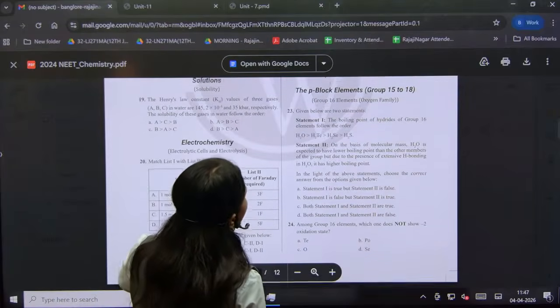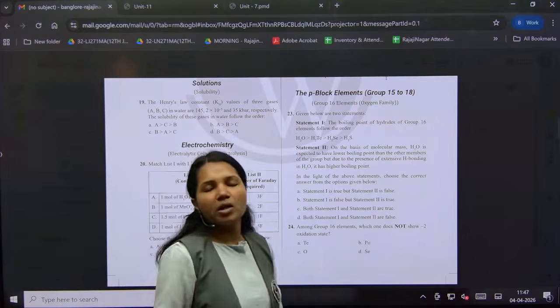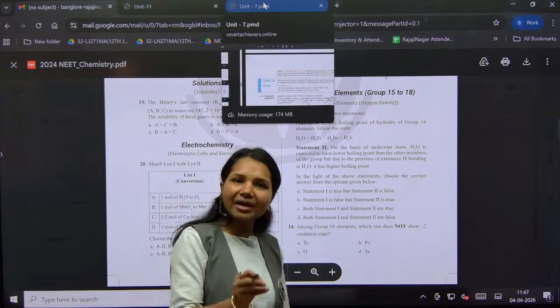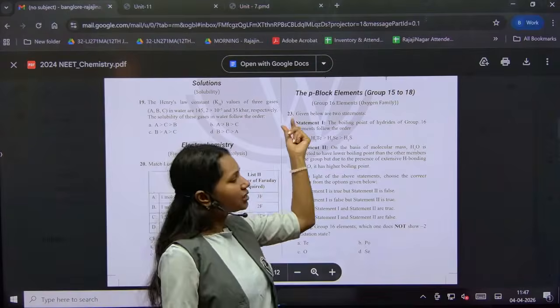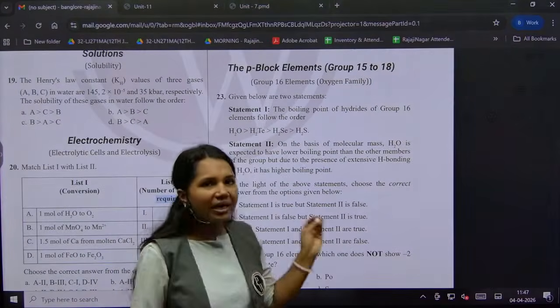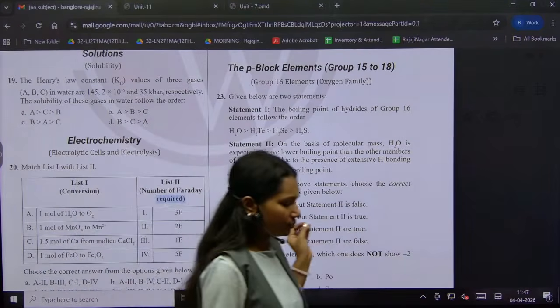Yes. So this is the question. See again, I have told you last year, 2025 paper it is, and they have asked you this question. Hydrides are very much important. So do let me know the answer for question number 23. I'm giving you some time. Just solve it and tell me the answer for this.